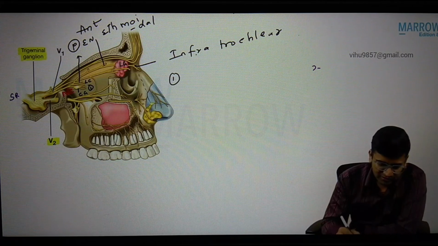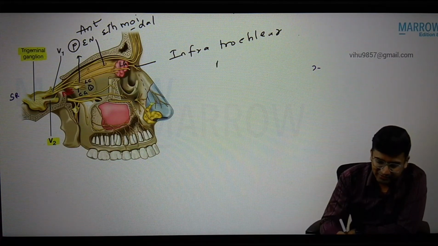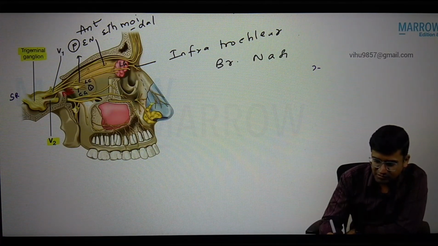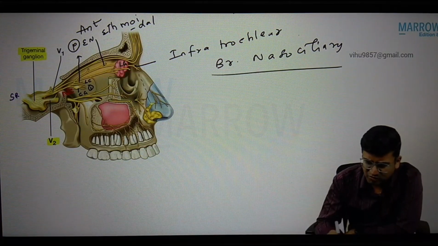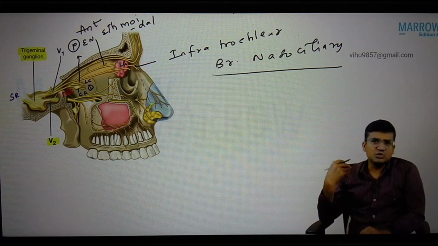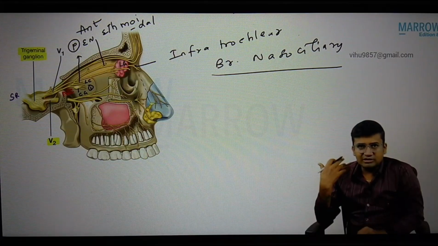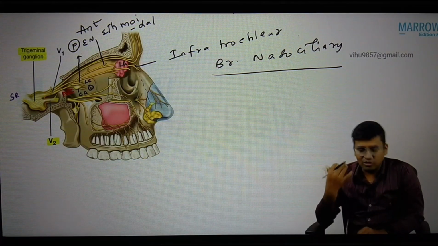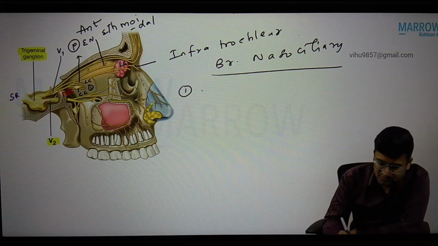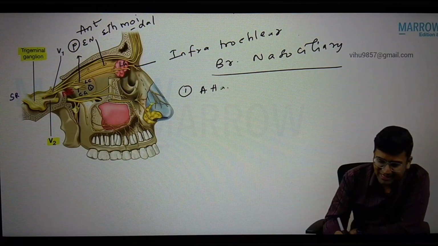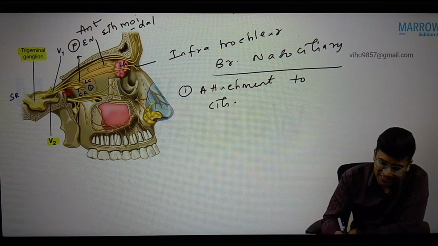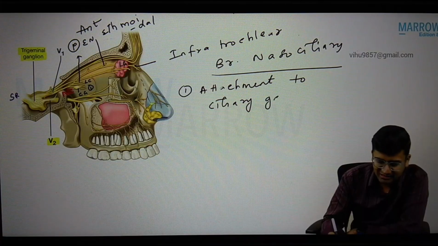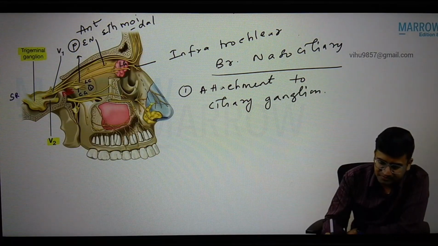So first, the branches of the nasociliary nerve. See, the name itself gives you a clue. Nasociliary nerve supplies the nose and also the eyeball. It gives fibers to the eyeball; ciliary means eyeball. Number one, it gives attachment to the ciliary ganglion. The ciliary ganglion, we're going to discuss next.